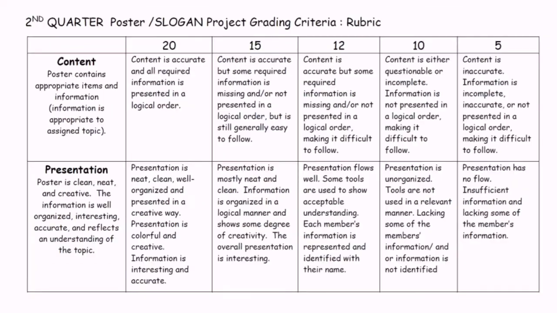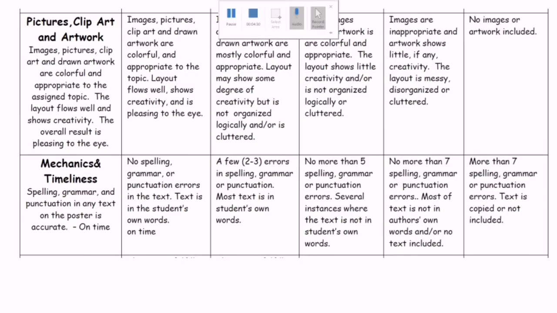For 12 points, most images and/or artwork are colorful and appropriate. Layout shows little creativity and is not organized logically or cleverly. For 10 points, images are inappropriate and artwork shows little if any creativity. The layout is messy, disorganized, or cluttered. And for 5 points, no images or artwork included.